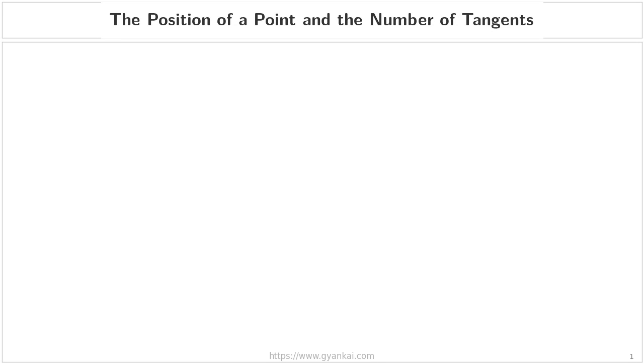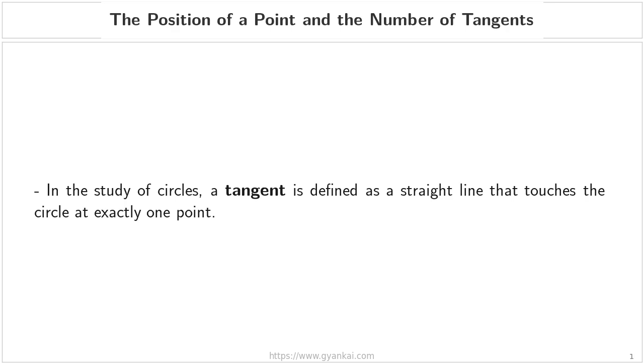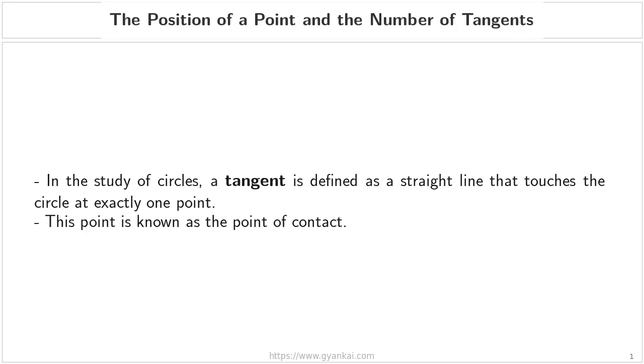The position of a point, and the number of tangents. To begin, let's establish our foundation. In the study of circles, we often encounter a specific type of line called a tangent. A tangent is defined as a straight line that touches the circle at exactly one single point. It doesn't cut through the circle, it just grazes the edge. This specific, unique location, where the line and the circle meet, is a very important term in geometry, and we refer to it as the point of contact.